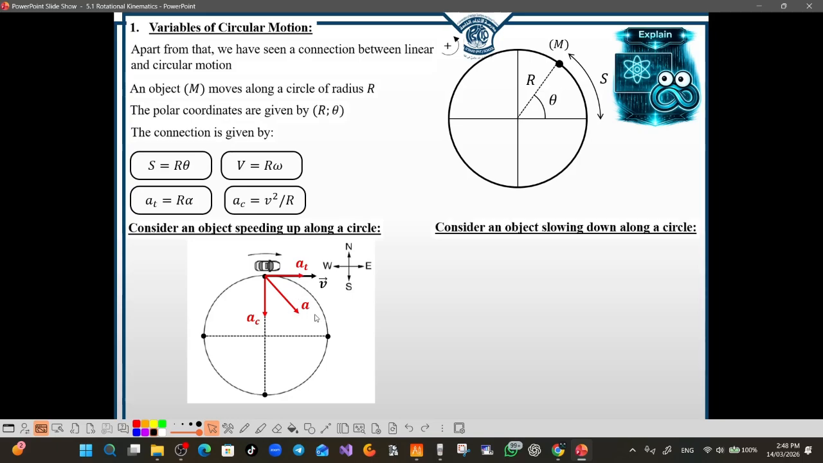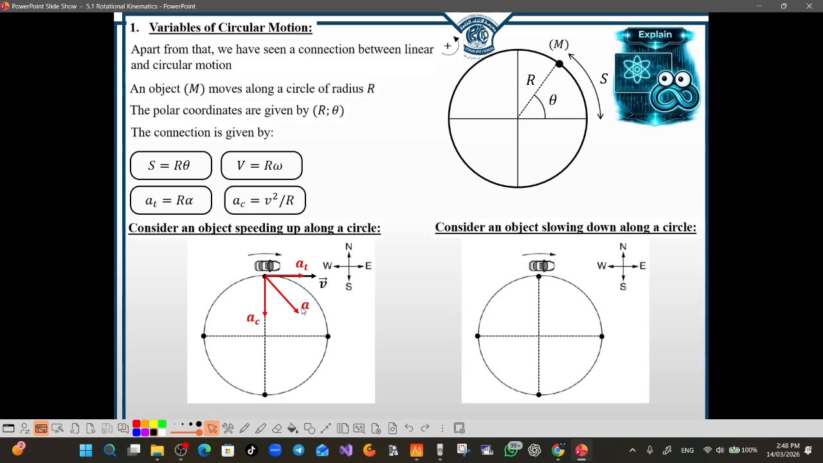by AT and AC. Now, if the object is going down, then the velocity will indicate the direction of motion. The direction of motion is clockwise, so the velocity will be in this way. The centripetal acceleration is always toward the center. But this time, to slow down the object, we must apply the tangential acceleration opposite to the direction of the velocity. Now, this time, after we complete the rectangular shape, the diagonal of this rectangular shape formed by AT and AC will represent the acceleration vector A.